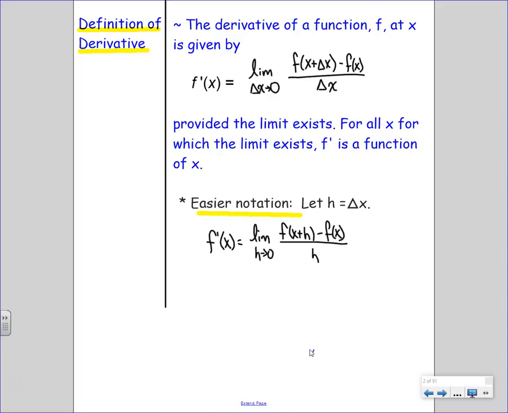The bonus, if you solved it correctly, you were taking the derivative of the function that you were given by plugging into this difference quotient and solving. Which is why the final answer to the bonus was 8x minus 3.